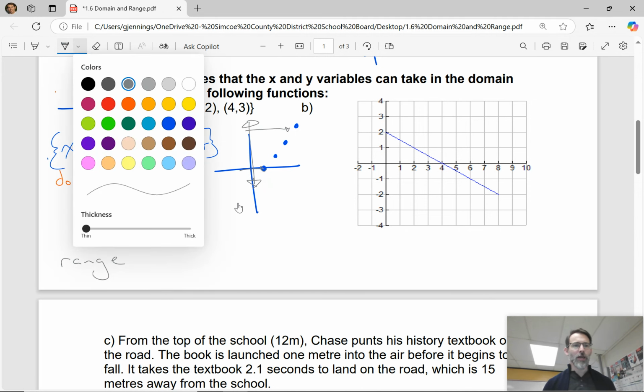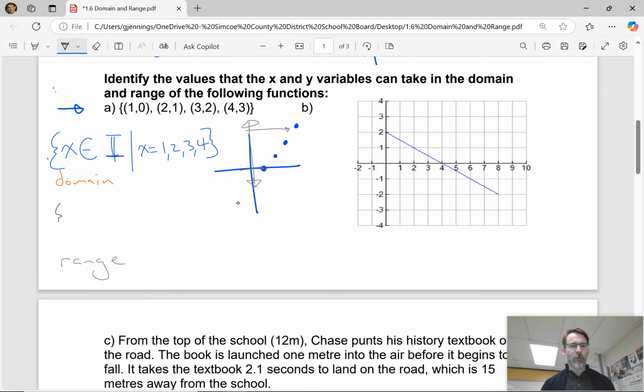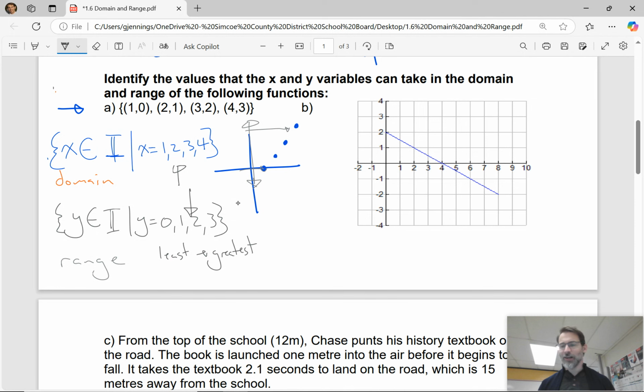So if we write the range, we'll just keep working in gray. We would say curly bracket, y is of the integers such that y is equal to 0, 1, 2, or 3, like so. And that tells you all the possible values that x can take and all the possible values that y can take. And for style points, list them least to greatest. I wouldn't be taking off marks if you didn't, but I prefer it if you do. And so will everyone, so do that.